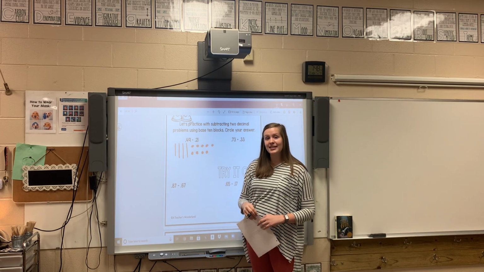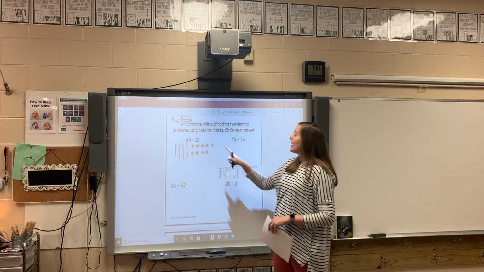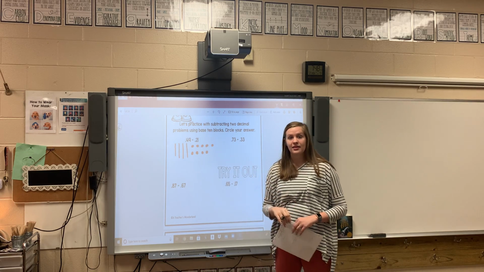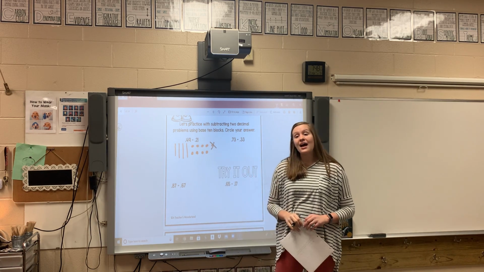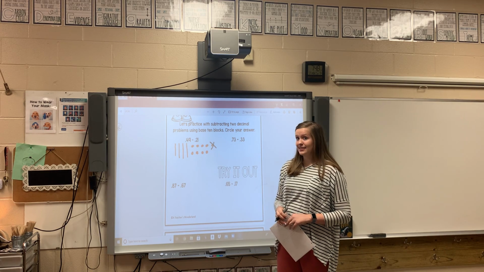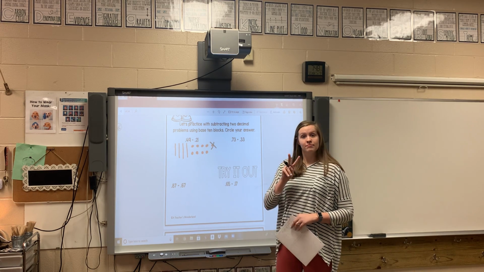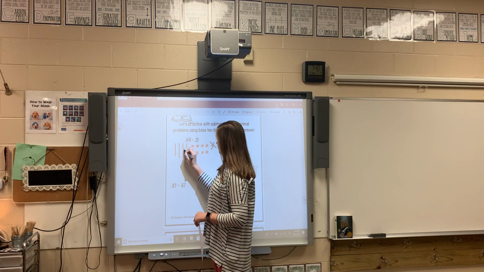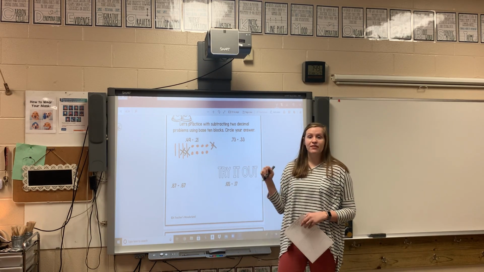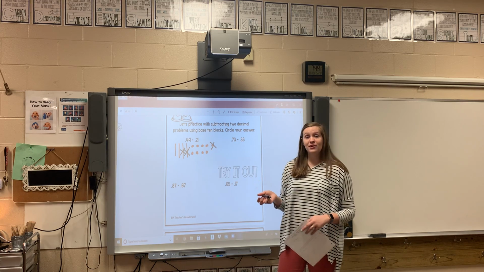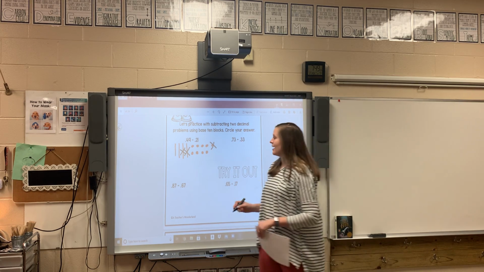Now we need to take away how many? 21 hundredths. So let's start with our hundredths. How many hundredths do I need to take away? 1. How many tenths do I need to take away? 2. We had enough to take away, so we didn't have to regroup like we did in that first problem. So now all we have to do is find out our answer by counting how many's left.